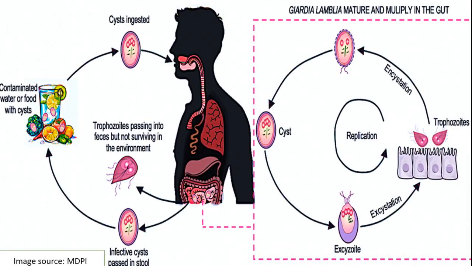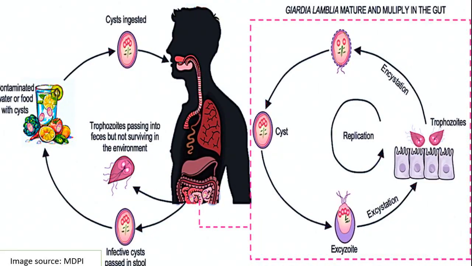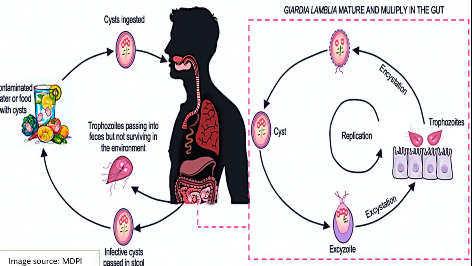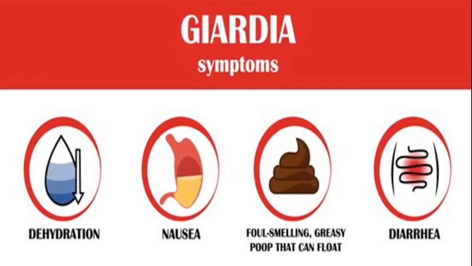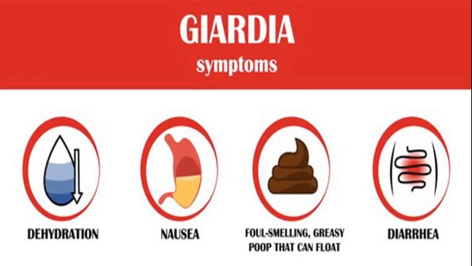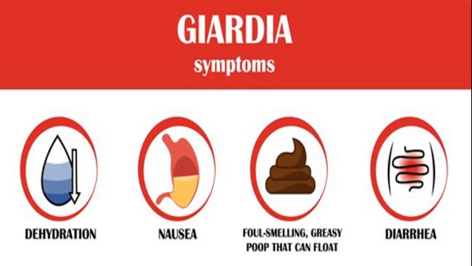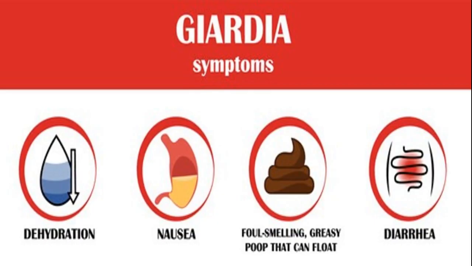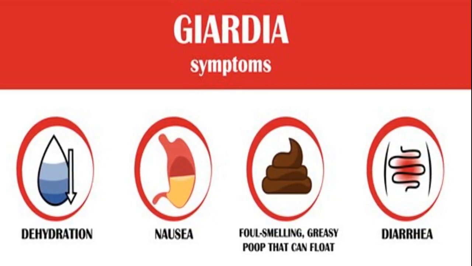The cysts are the infective form, resistant to harsh environmental conditions, and can survive outside the host for weeks, continuing the cycle. Number 4. What are the symptoms of giardiasis? Symptoms usually appear 1 to 3 weeks after exposure. Symptoms of giardiasis typically include diarrhea, often greasy and foul-smelling, abdominal cramps, bloating, nausea, flatulence, and fatigue.